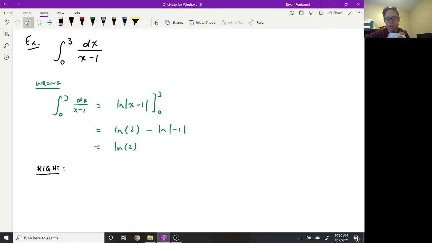So look at your denominators, right? Look at your factored form of your denominators and just double check that you're not integrating around an asymptote if you have numerical bounds. So the right way to do this is to basically say there's a vertical asymptote at 1. And so that's going to be a problem when we go to integrate here.